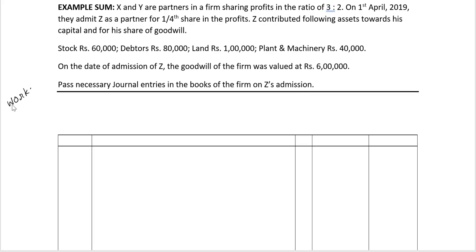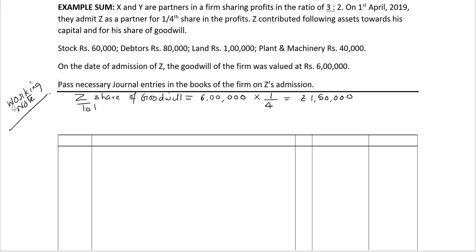We'll begin with the working note. Now we need to calculate how much of capital and how much of premium for goodwill is there as part of the assets brought in by partner Z. Z's share of goodwill is equal to the goodwill of the firm, which is ₹6 lakh, multiplied by Z's share in profits, which is 1/4, comes up to ₹1,50,000.